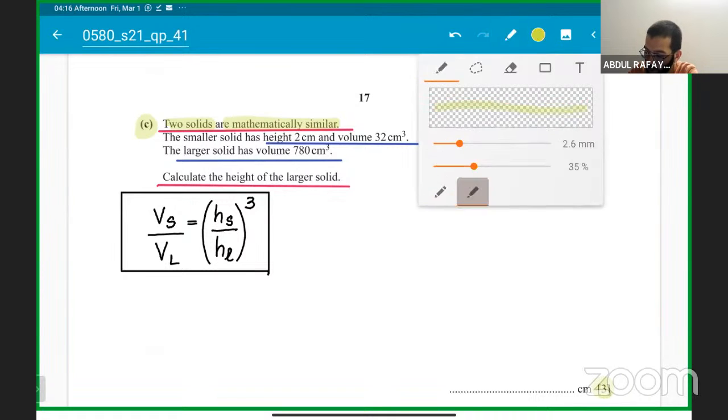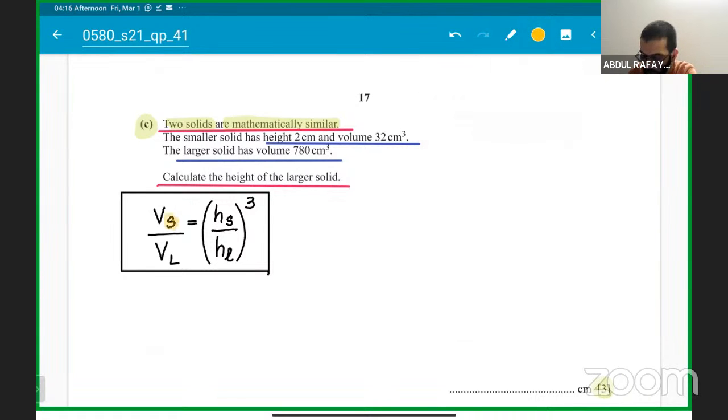Make sure if you are putting the volume of the smaller in the numerator, you have to put the height, width, length, or radius, whatever measurement is given, of the smaller in the numerator, and respectively, you have to put the volume of the larger solid in the denominator. So the height of the larger solid will also be in the denominator.